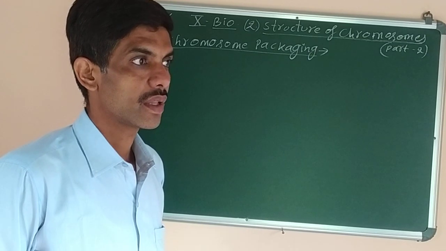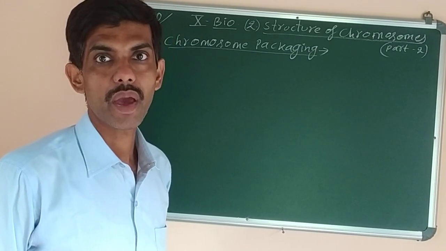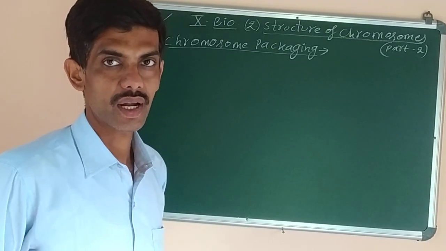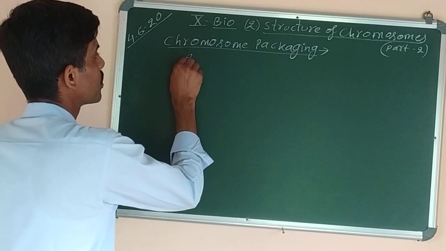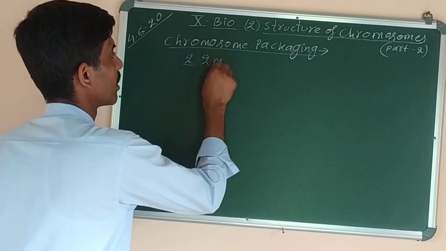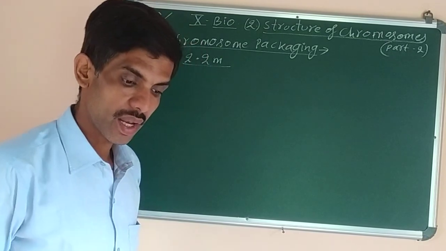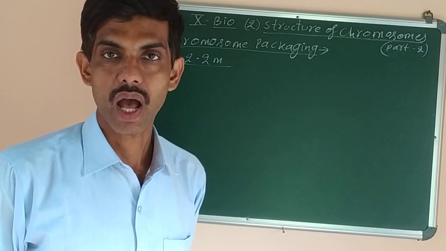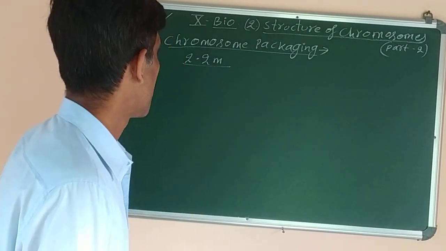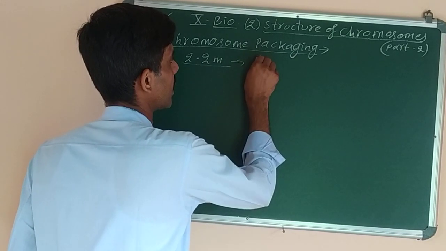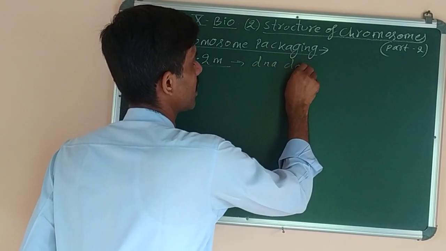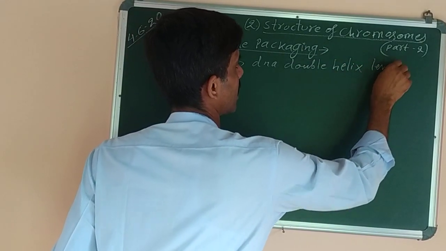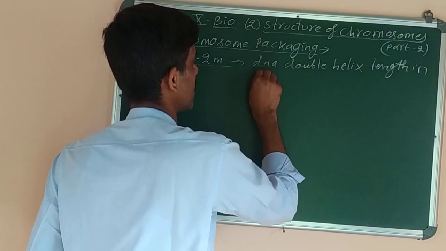Now you know that a typical mammalian cell contains DNA whose length is 2.2 meter. We are mammals, so in our body, the length of the DNA double helix is 2.2 meter, the DNA double helix length in mammalian cells.